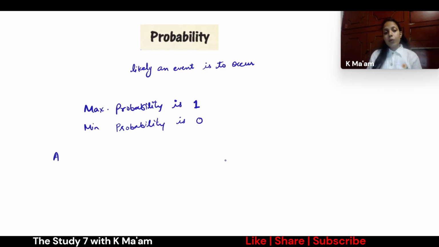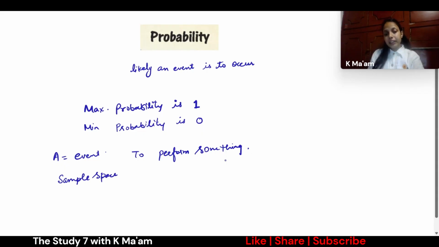A is denoted as an event. Event means you perform something. Next thing is sample space.